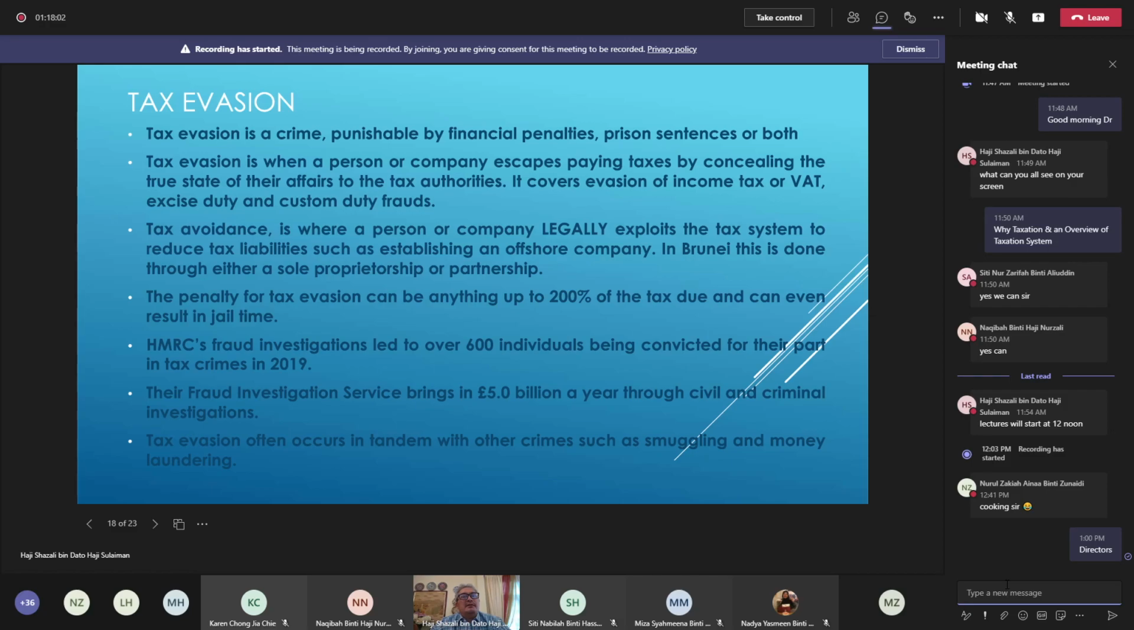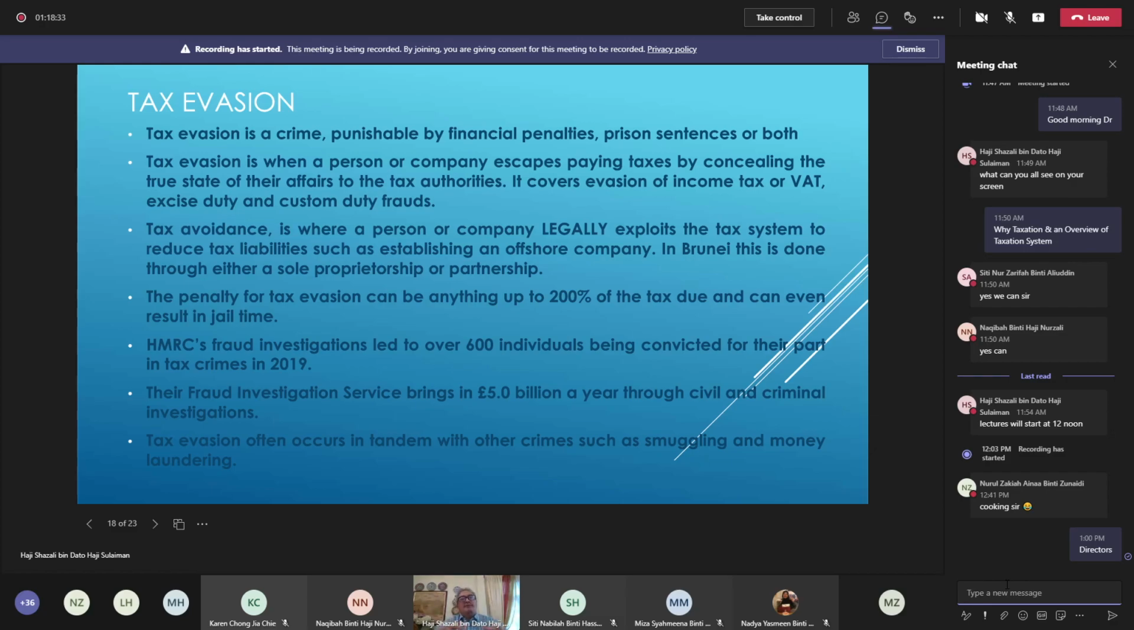In the UK, Her Majesty's Revenue fraud investigation led to over 600 individuals being convicted for their part in tax crimes in 2019. The Tax Investigation Service brings in 5 billion of tax a year through civil and criminal investigation. And tax evasion often occurs in tandem with other crimes such as smuggling and money laundering.